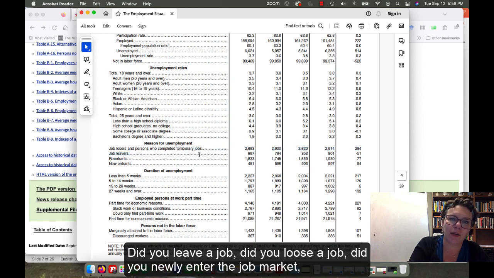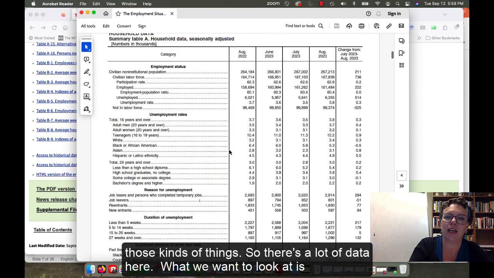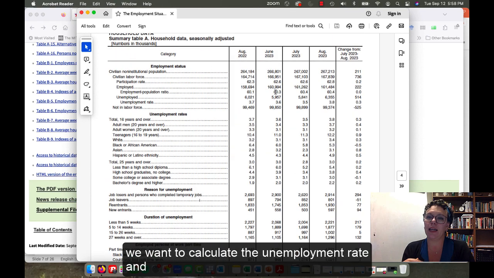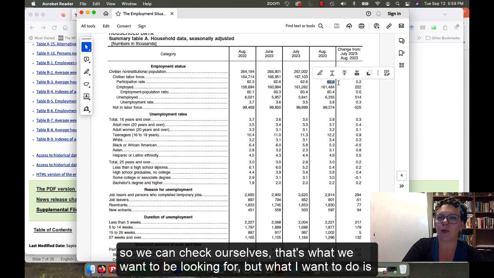Did you leave a job? Did you lose a job? Did you enter the new market? Those kinds of things. So there's a lot of data here. What we want to look at is we want to calculate the unemployment rate and the labor force participation rate on our own. And they're here so we can check ourselves. That's what we're going to be looking for.